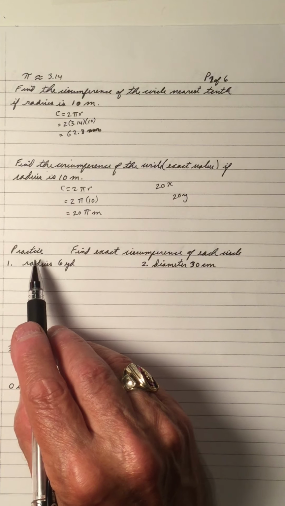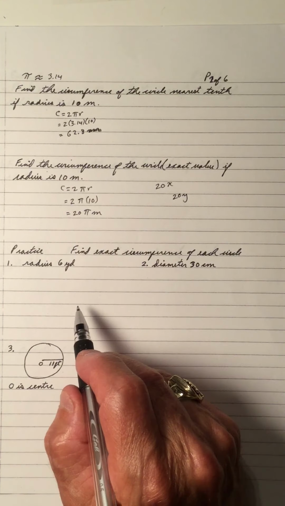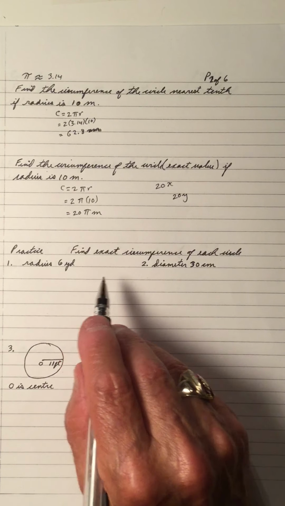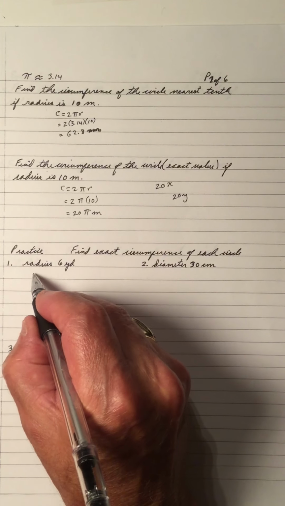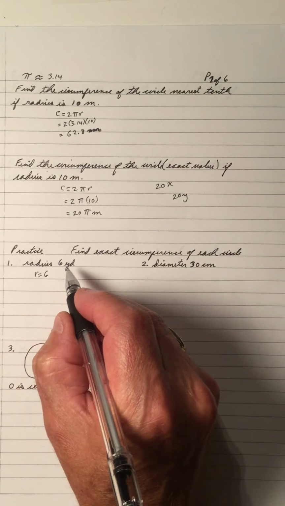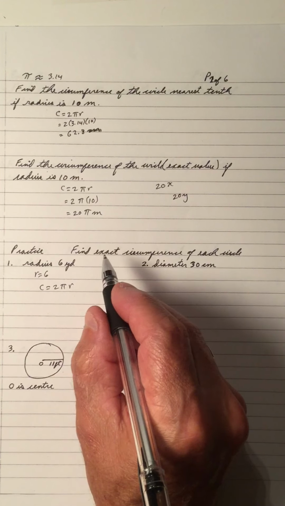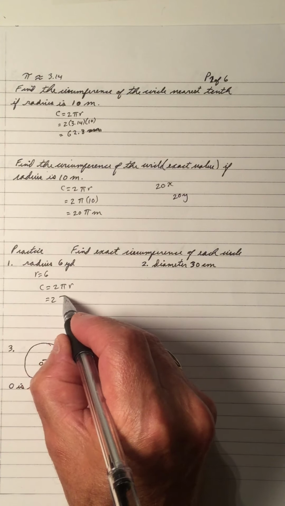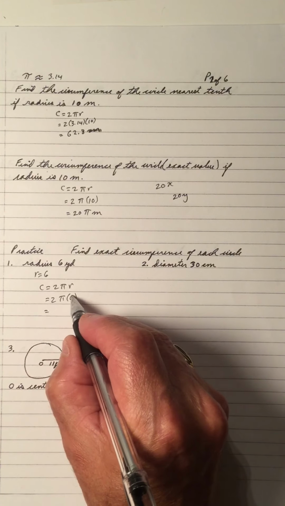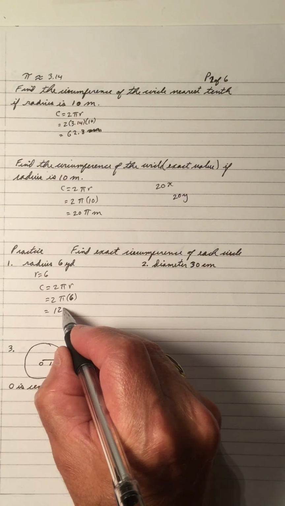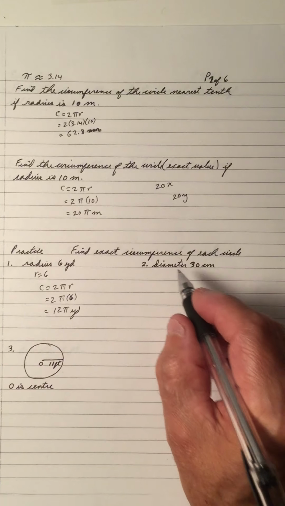Let's do some practice. Practice means pause the video and work out these answers and play back to see if you're right. Find the circumference of each circle. Notice the exact circumference. So the radius is 6. So C is equal to 2 pi r, the formula for circumference. 2 pi, the radius is 6. And 2 times 6 gives me 12 pi. And the units is yards.